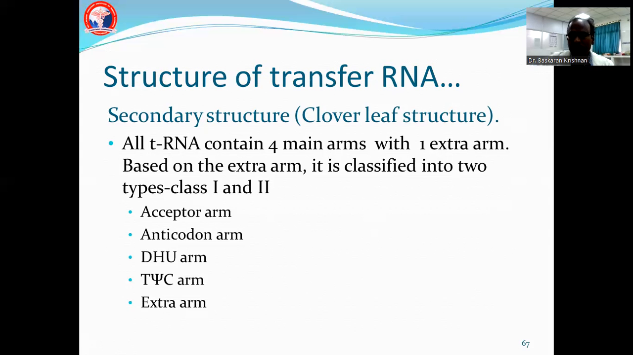So the secondary structure of tRNA is a clover leaf structure. All tRNAs contain 4 main arms with 1 extra arm. Based on the extra arm, we have 2 classes of tRNA, class 1 and class 2. And the 4 arms are the acceptor arm, anticodon arm, DHU arm, and TΨC arm.